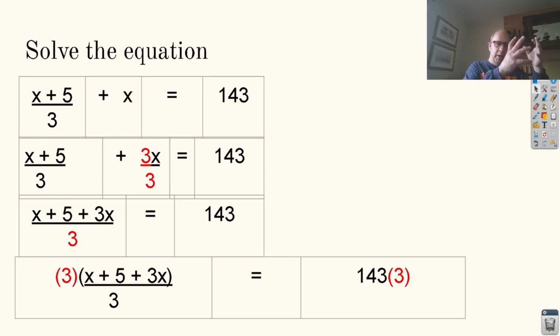Like if I had 10 pounds here and 10 pounds there on my weight, and then I put 3 times as many, so I put 3 blocks of 10 pounds, then I have to put 3 blocks of 10 pounds on this side to keep them equal.